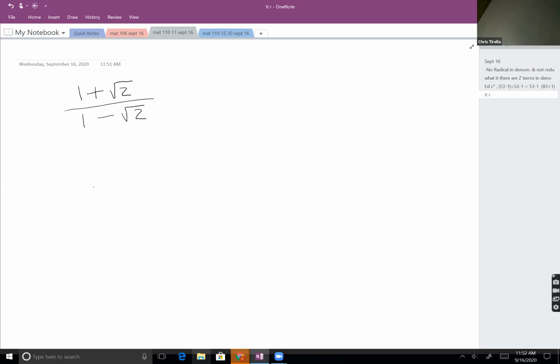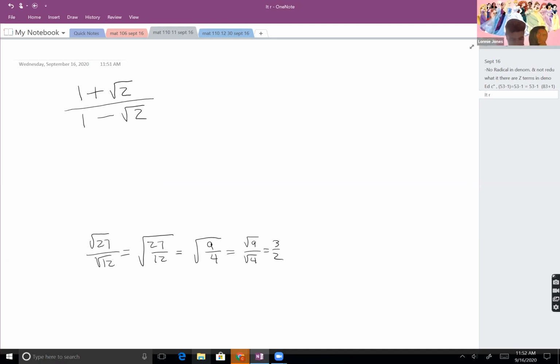With something like radical 27 over radical 12, the first thing I'd do is look at that as radical 27 over 12. Can you reduce that fraction? Is there a number that goes into both 27 and 12? 3. So wouldn't that reduce to the square root of 9 over 4, which would be the square root of 9 over the square root of 4, or 3/2? And we're done.